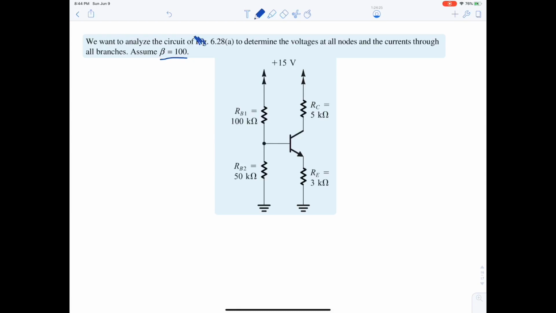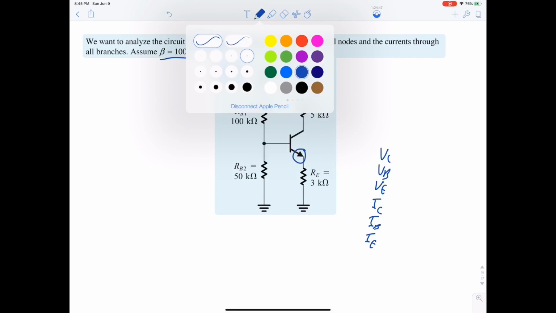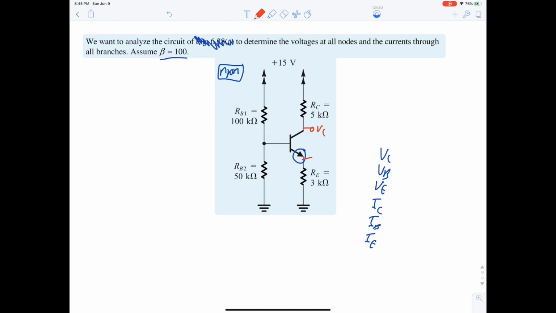Okay. So how do we approach this question? We have beta equal to 100. We need to find all the voltages and currents. So the list: VC, VB, VE, IC, IB, IE. First is first, it's NPN. Next, let's do the labeling. This is VC, VE, VB. This is IC, IE, and IB.